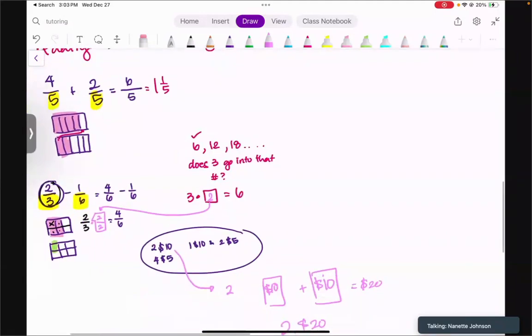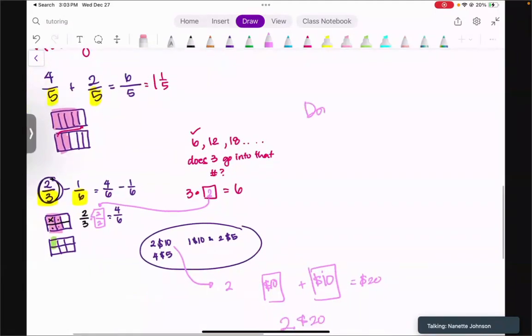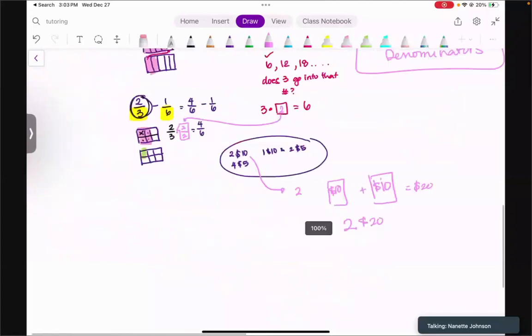So let's write that pretty big. Don't add denominators. You don't ever get to do that. That's like illegal in math, like a big no. Okay, so let's do another problem.